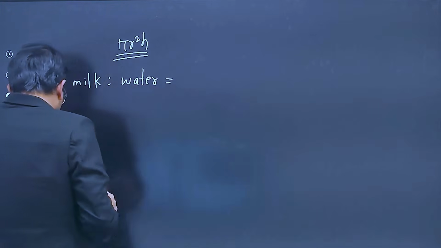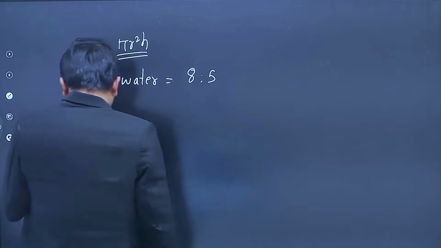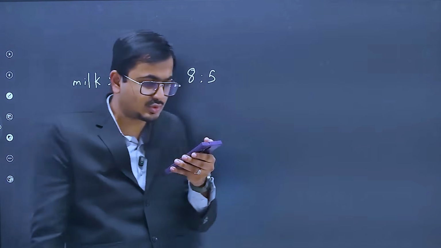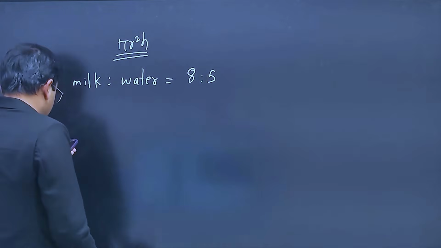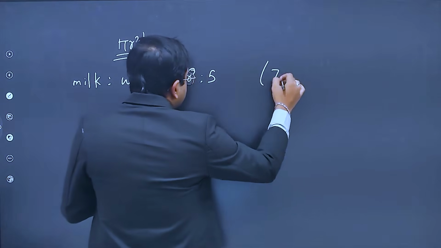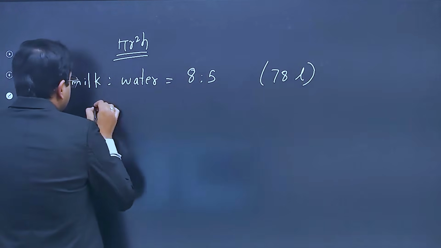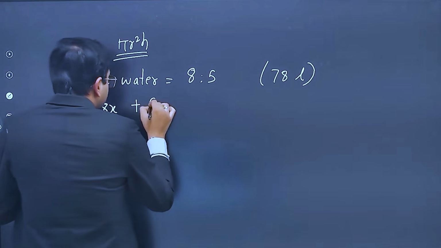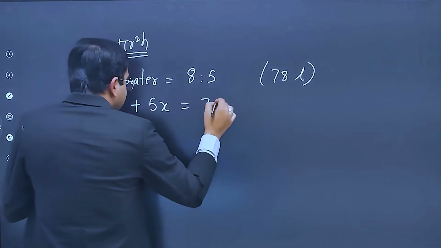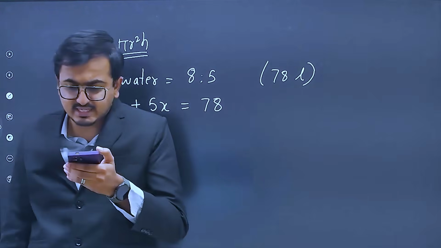They have given the ratio 8:5. So this is the milk ratio, and together it is 78 liters. So what can I write? Milk I will write as 8x and water as 5x. Together it is 78 liters, correct?